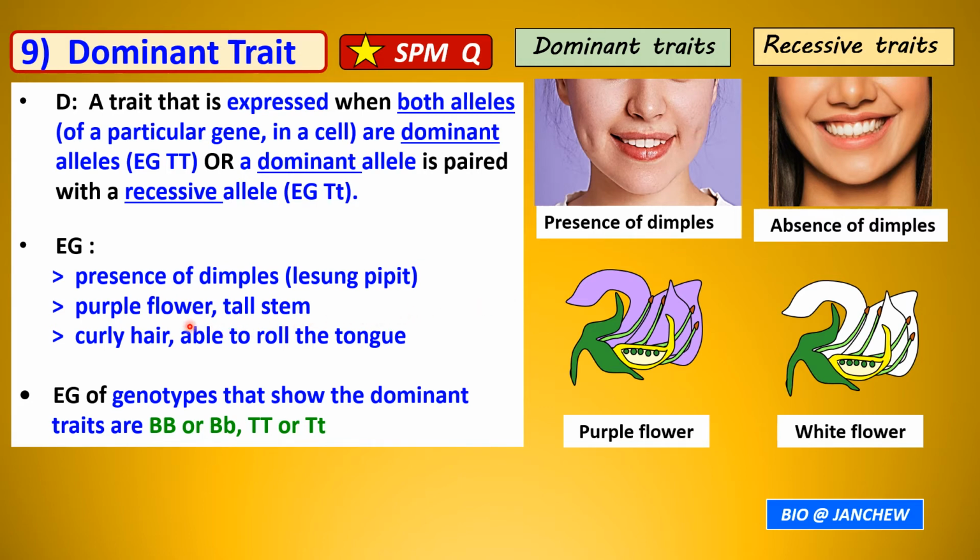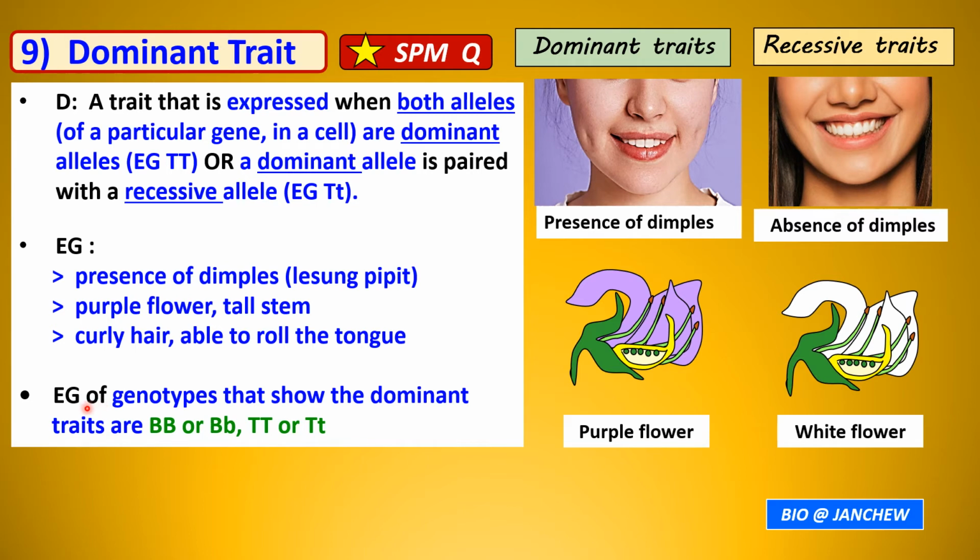And this is a dominant trait compared to the absence of dimples, which is a recessive trait. Purple flower is a dominant trait because it is determined by the dominant allele for purple flower. Tall stem is a dominant trait, which is determined by the dominant allele for tall stem, big T. Curly hair, able to roll the tongue.